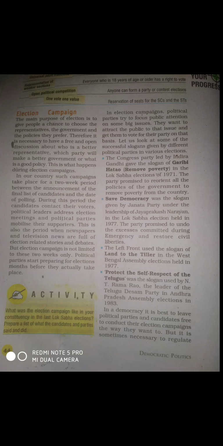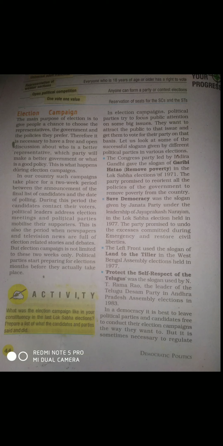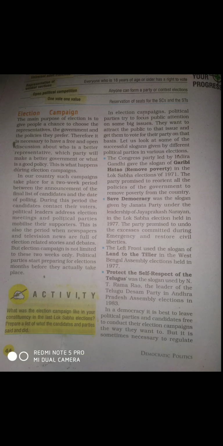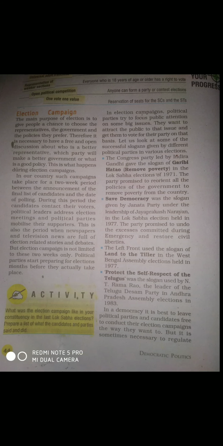And then, Save Democracy. Save Democracy was another slogan, and this was given by the Janata Party under the leadership of Jayaprakash Narayan. During the Lok Sabha election in 1977, that party gave the slogan Save Democracy. Jayaprakash Narayan's party, the Janata Party, promised the people to restore democracy and civil liberties if they held governmental power in the Lok Sabha election of 1977.